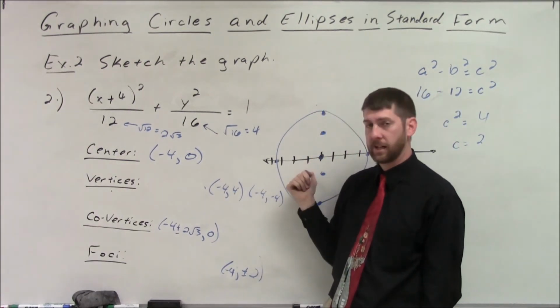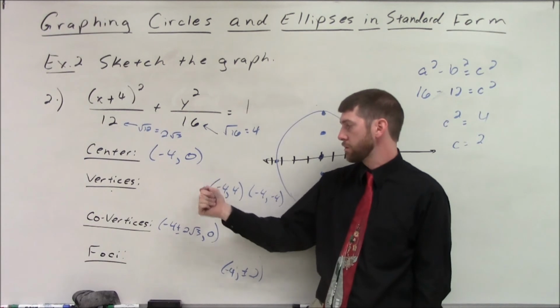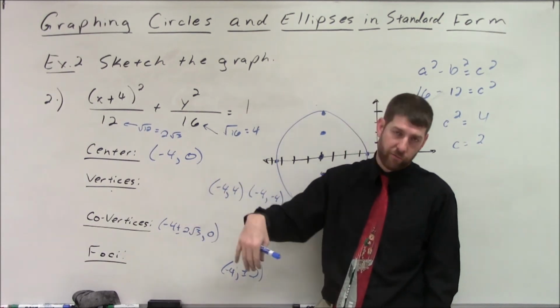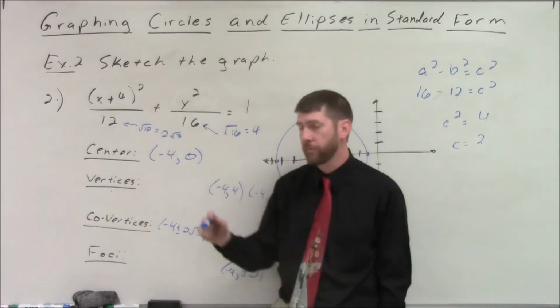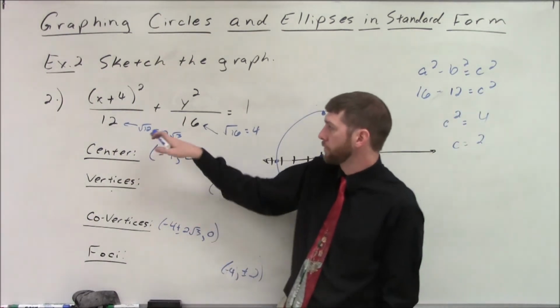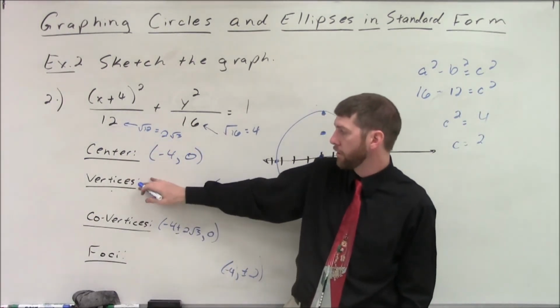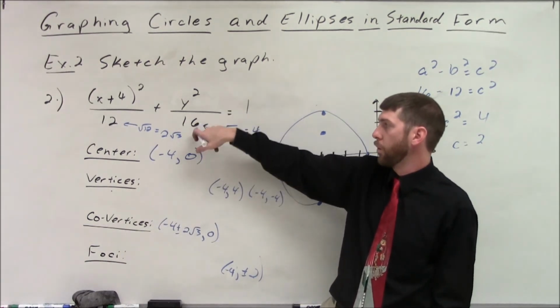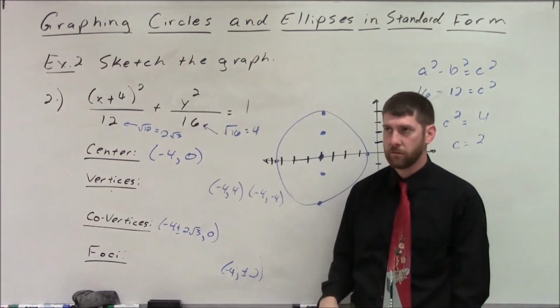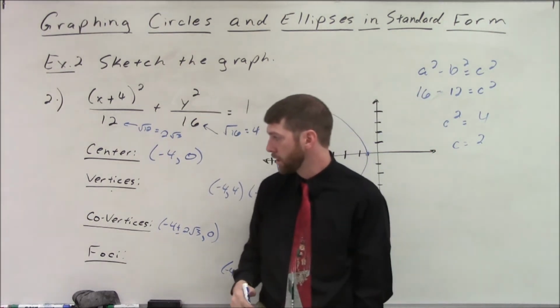So if you want to do like I did on this one and figure out which ones are vertices and co-vertices after the fact, once you've graphed them just by looking at which one's further away, that's fine. If you want to do it like I did in the first example where you look for the larger denominator and you know that that's going to be the a, and then we put it with the coordinate that corresponds to the variable of which it is the denominator.